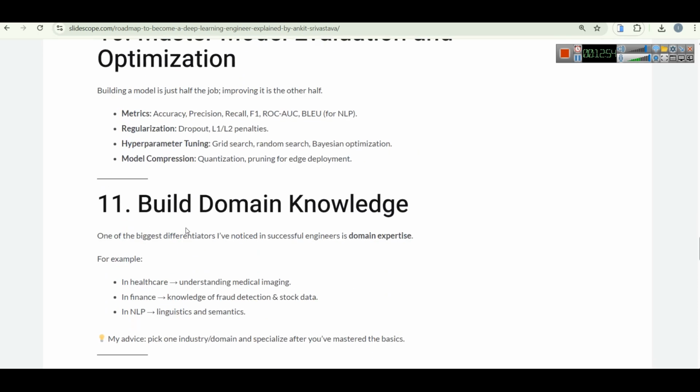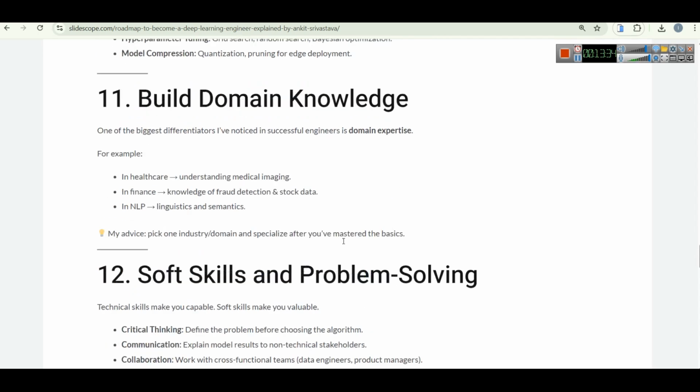Next, you can build domain knowledge. One of the biggest differentiators I have noticed in successful engineers is domain expertise. For example, in healthcare, understanding medical imaging; in finance, knowledge of fraud detection and stock data; in NLP, linguistic and semantic knowledge. If you have this kind of domain knowledge, then you will be able to create solutions for them in an efficient way. So pick one industry or domain and specialize after you have mastered the basics.